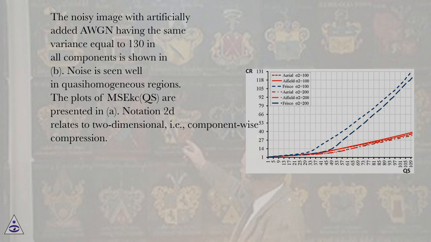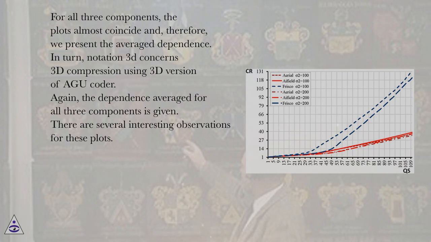The plots of MSE versus QS are presented in A. Notation 2D relates to two-dimensional, i.e., component-wise compression. For all 3 components, the plots almost coincide and, therefore, we present the average dependence. In turn, notation 3D concerns 3D compression using the 3D version of the AWGN coder. Again, the dependence averaged for all 3 components is given. There are several interesting observations for these plots.